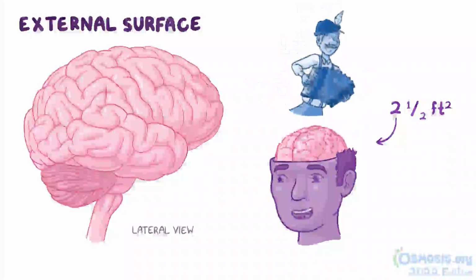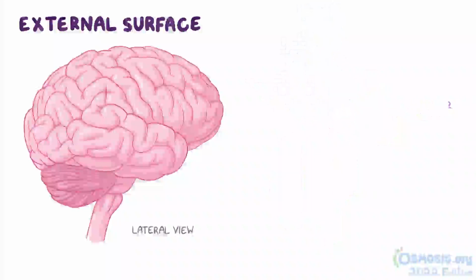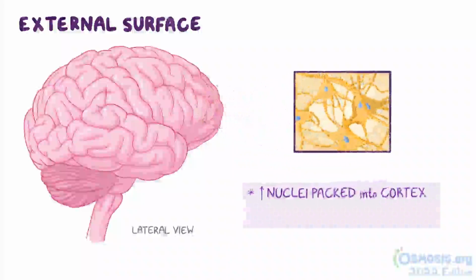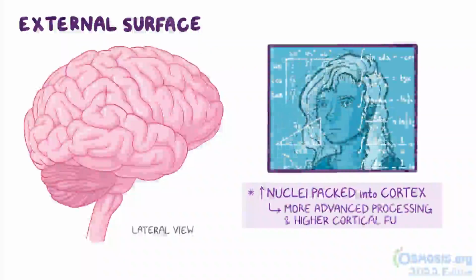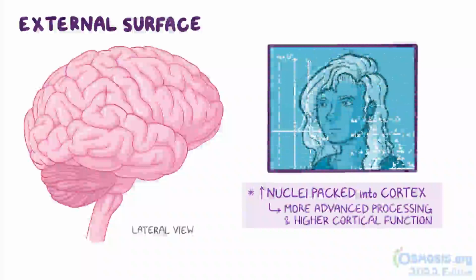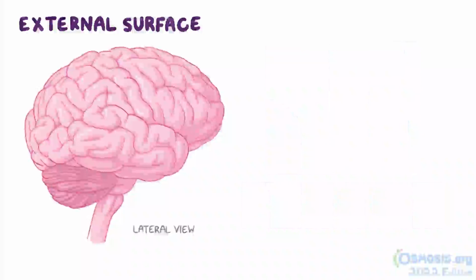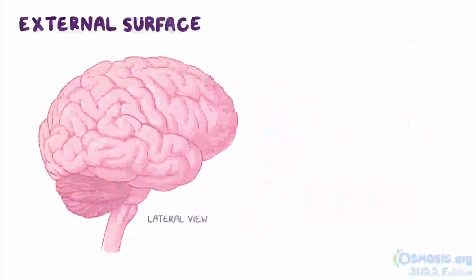A second advantage of this cortical folding is that it effectively increases the surface area, allowing more nuclei to be packed into the cortex. This greater number of nuclei allows for more signaling and therefore more advanced processing and higher cortical function. The deep fissures also help to separate the brain into lobes.